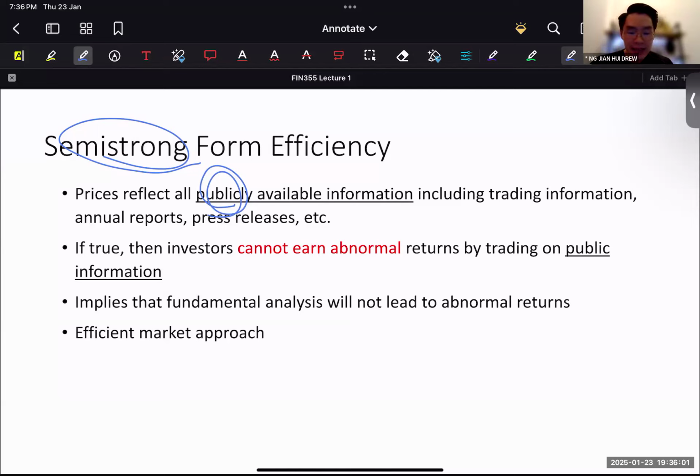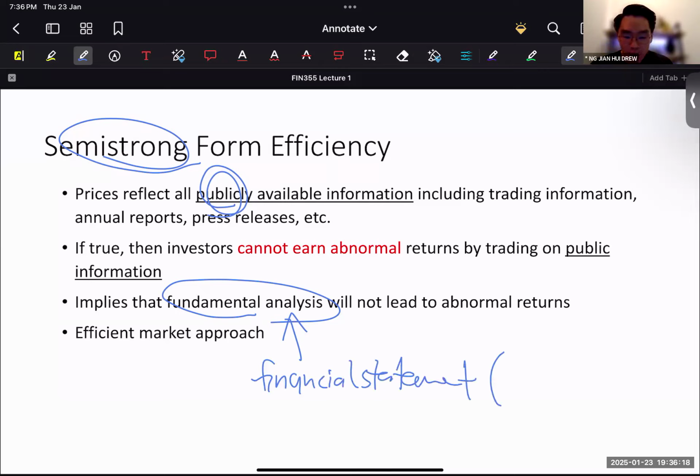What does this mean? It means that if you use fundamental analysis, which is the purpose of this course, meaning doing valuation, usually this is based on financial statements, which are all public information, right? So if you are going to do valuation, then there's no point because you are not going to lead to any abnormal returns. You are just going to get market returns.